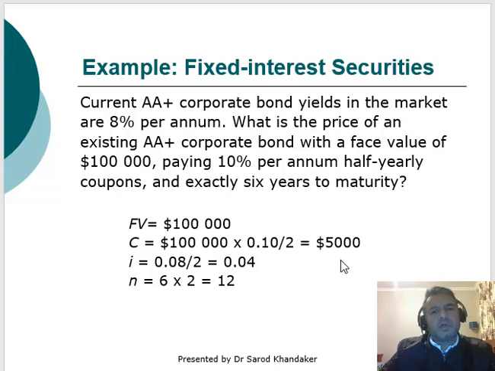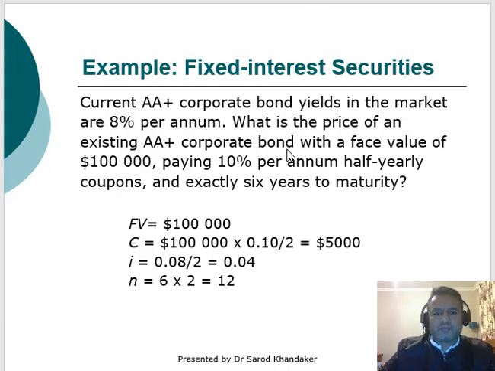Now let's look at an example. This example is for a fixed interest security or a bond. Current AA plus corporate bond yield in the market is 8% per annum. What is the price of an existing AA plus corporate bond with a face value of $100,000, paying 10% per annum half-yearly coupons and exactly 6 years to maturity?